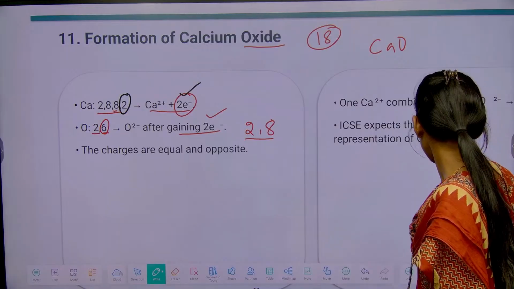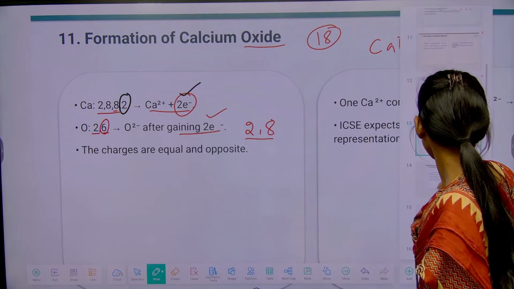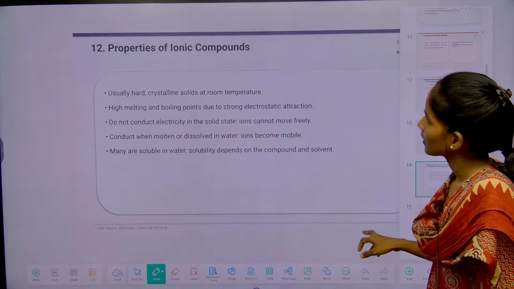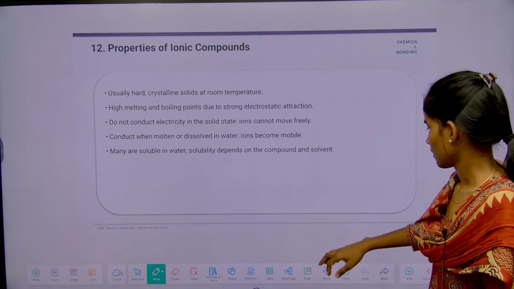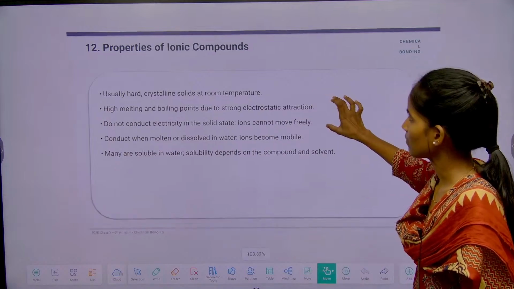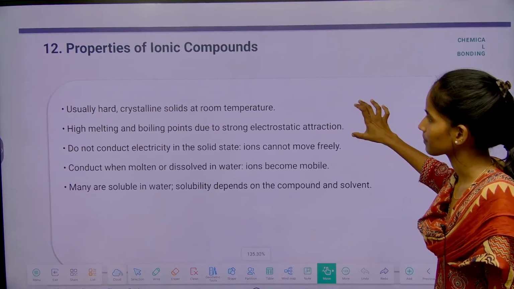Next, now what are the properties of ionic compounds? Ionic compounds, what are their properties?